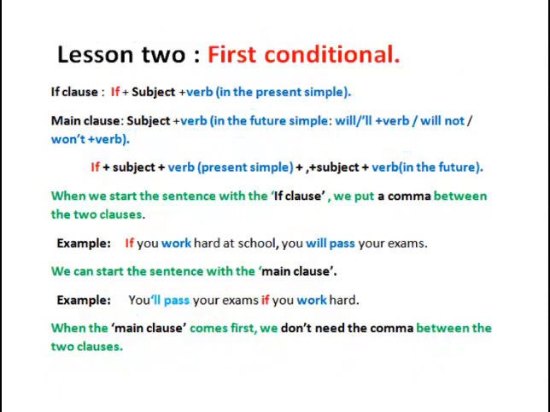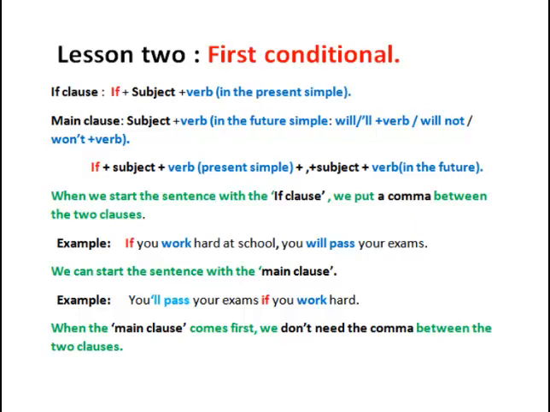Now, lesson 2 is about the first conditional. You always have two parts here in the conditional sentence. You've got the if clause and the main clause. In the if clause, we use the present simple, if, subject plus verb in the present simple. In the main clause, you've got the subject and the verb in the future simple. This is different. It's not like the zero conditional. Here we use the future simple.